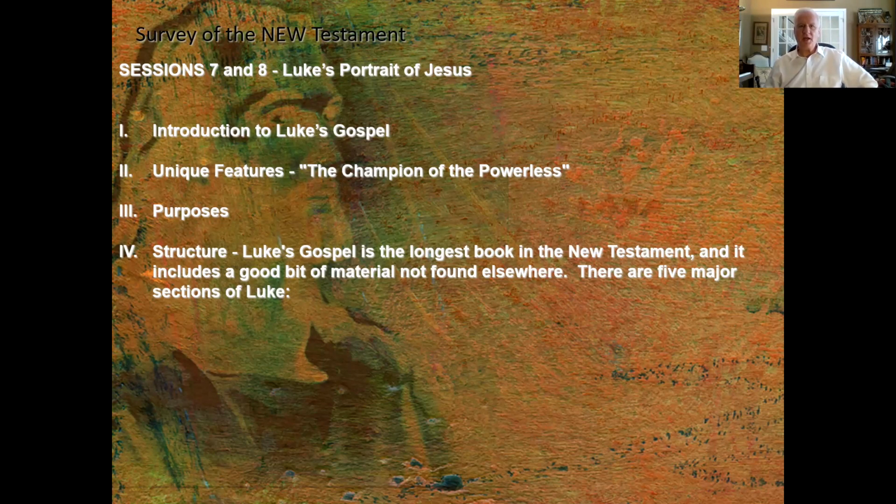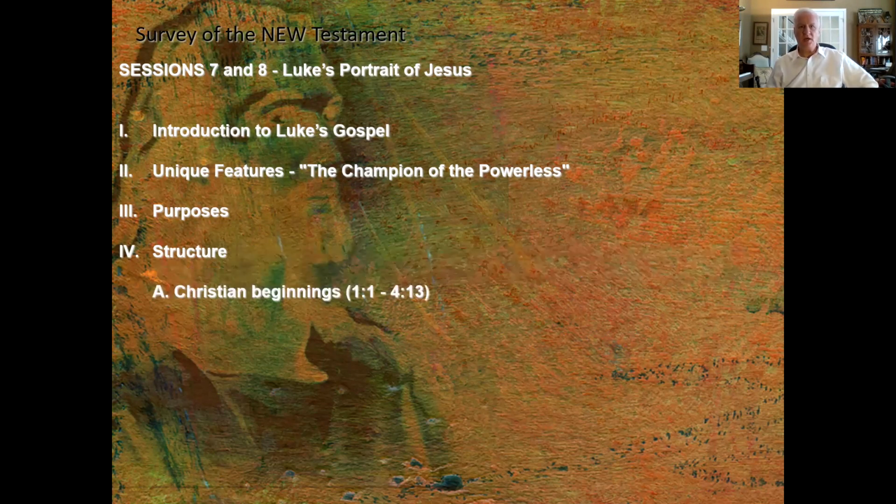A lot of people don't realize that Luke's gospel is the longest book in the New Testament. And it includes a good bit of material not found anywhere else in the New Testament or in the other Gospels. And there are 5 major sections of Luke's Gospel. The first is chapter 1, verse 1 through chapter 4, verse 13.